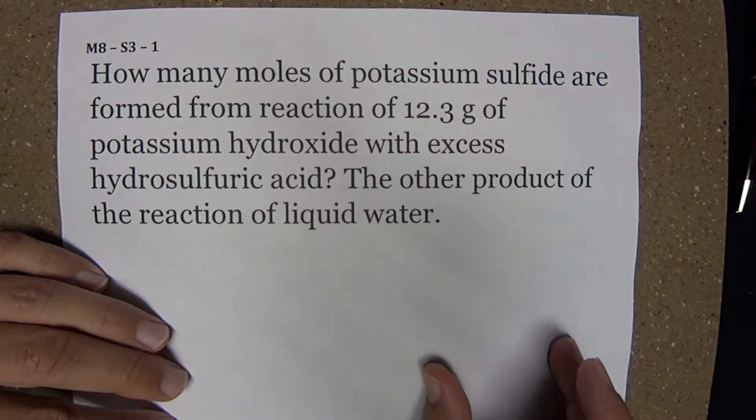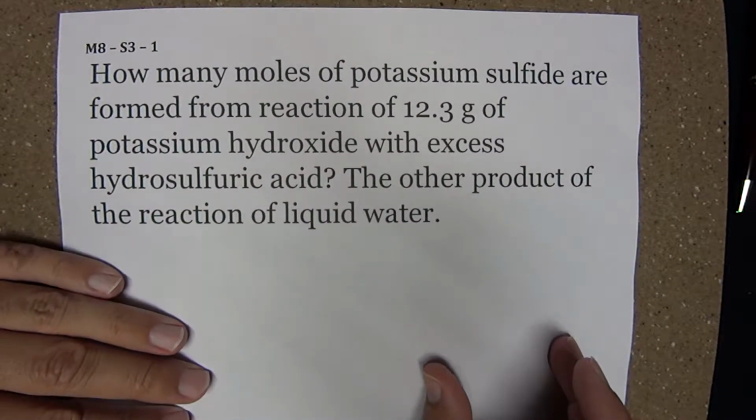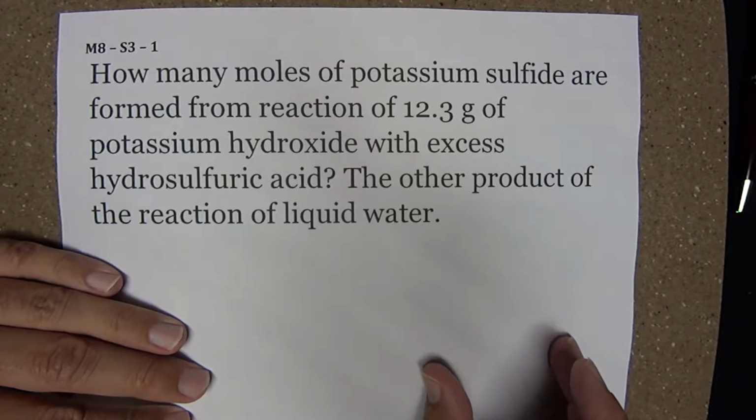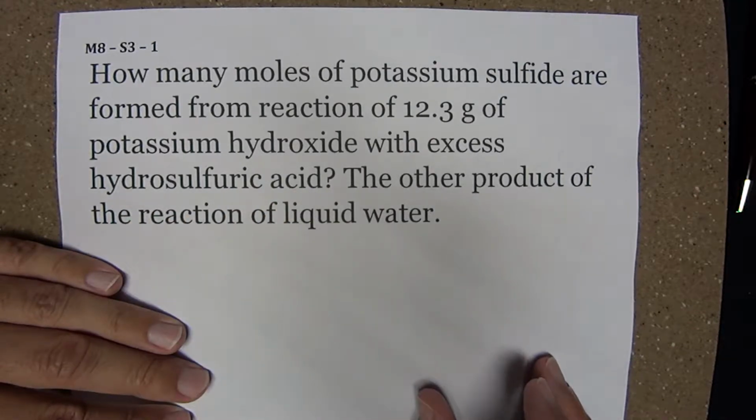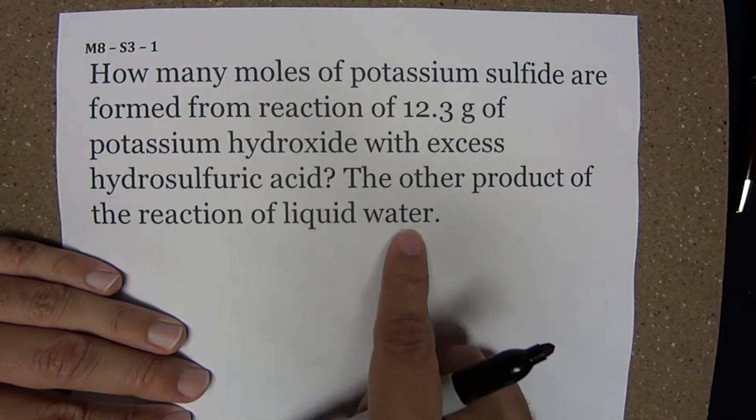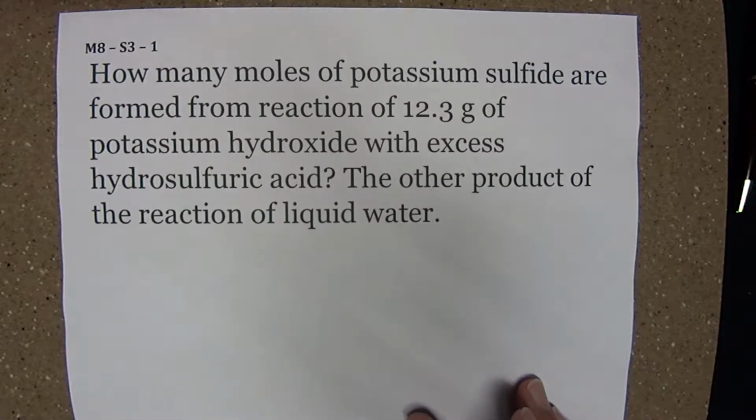Module 8, Problem Set 3. How many moles of potassium sulfide are formed from a reaction of 12.3 grams of potassium hydroxide with excess hydrosulfuric acid? We're told the other product of that reaction is liquid water.